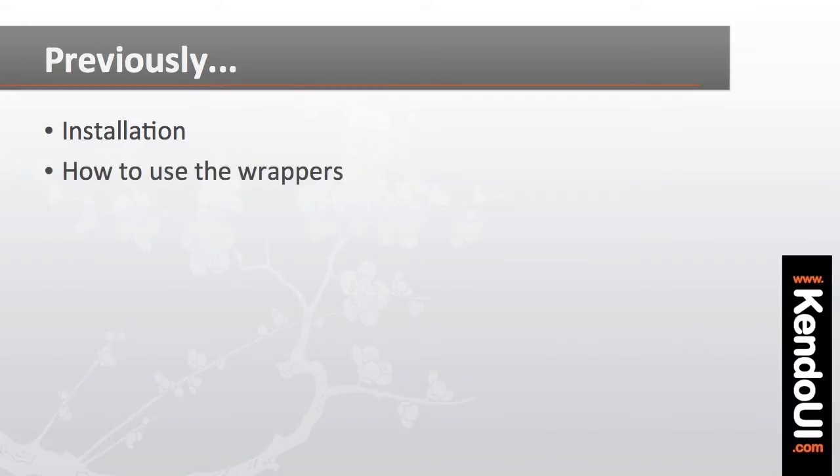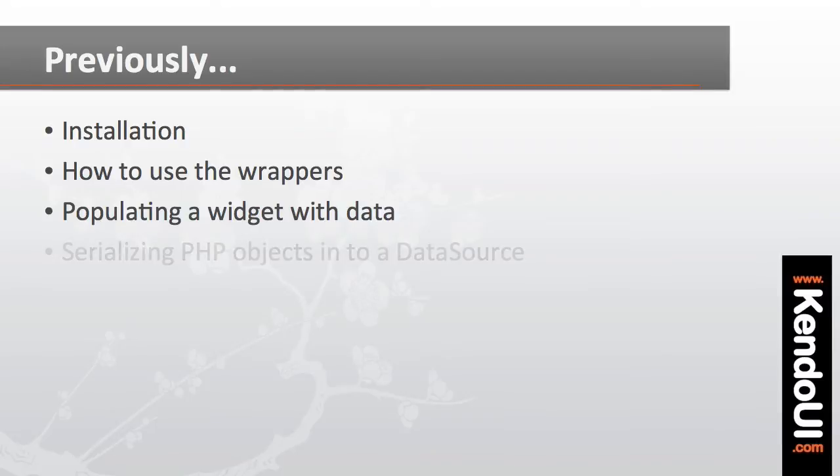In the previous episode, I covered the basics of getting the PHP wrappers into my project and using them to generate the necessary JavaScript to run a few simple Kendo UI controls. I also created a Kendo UI data source to populate a drop-down control and showed how an array of PHP objects can be serialized into the needed JavaScript objects for the data source.